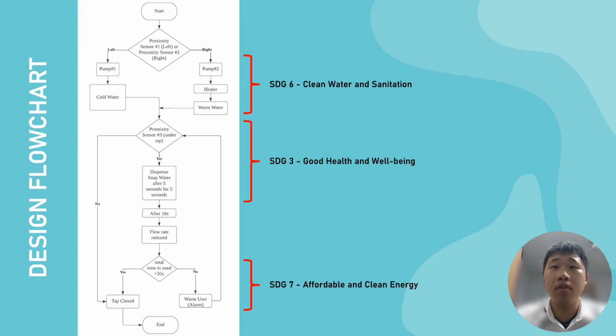Finally, we come to the design flowchart. Let me use a real-life example to describe the project. Firstly, if the user wants to select the cold water mode, he needs to move his hand to the left side of the water tap. Once the left sensor senses the presence of the hand, the cold water pump is activated.